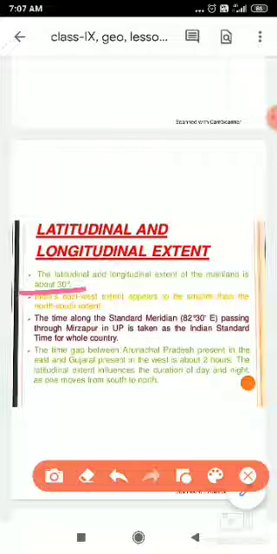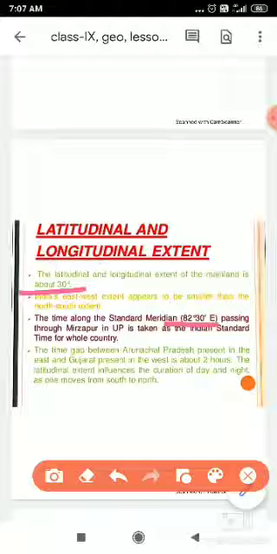The time along the standard meridian, that is 82 degree 30 minute east passing through Mirzapur in UP, is taken as the Indian Standard Time for the whole country. Because we have two types of time: standard time, that we calculate according to the standard meridian of that country, and local time. Local time is recorded on the basis of the apparent movement of the sun. Wherever we have the sunlight, according to that we record the local time. But when we talk about standard time, we record it according to the standard meridian.